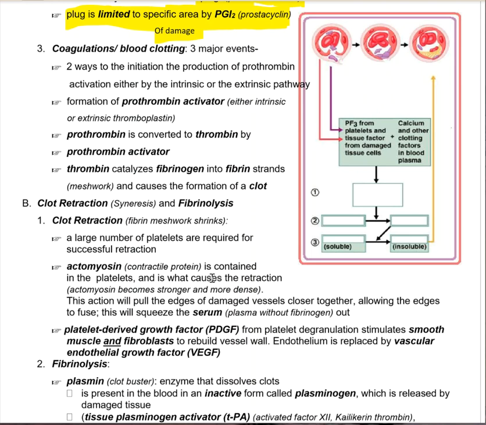So prothrombin is not active thrombin. Prothrombin activator is something that is going to activate prothrombin to thrombin. So we're going to make prothrombin activator. Here, let's erase that. We don't need to do the intrinsic extrinsic part. We can skip that. Prothrombin is converted to thrombin by prothrombin activator.